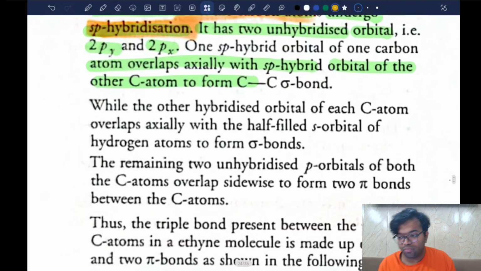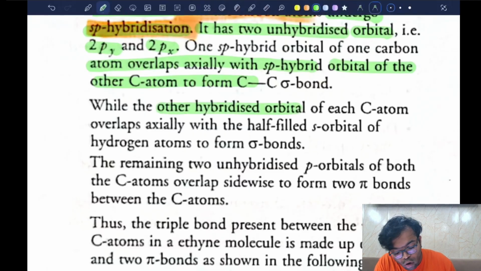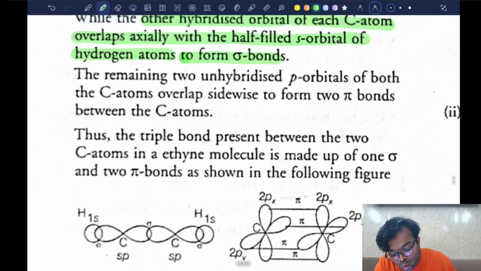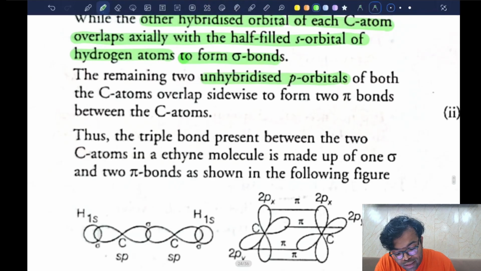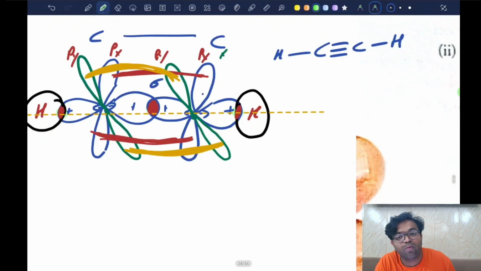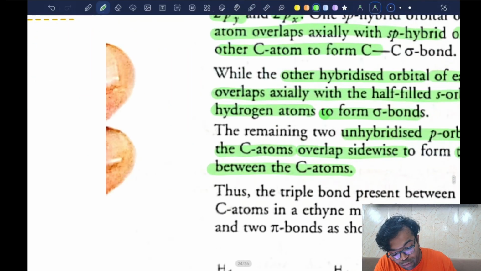Okay. Now, while the other hybridized orbitals of each carbon atom overlap axially with the half-filled s orbital of hydrogen atom to form the other sigma bonds. Okay, so a sigma bond here, a sigma bond here, and a sigma bond in the center. The remaining two unhybridized p orbitals of both the carbon atoms overlap sideways to form the pi bond between the carbon. Right? Sideways overlap is taking place between the px and the py to form the pi bond.